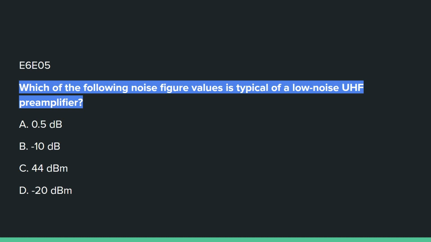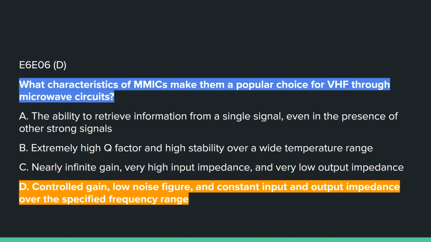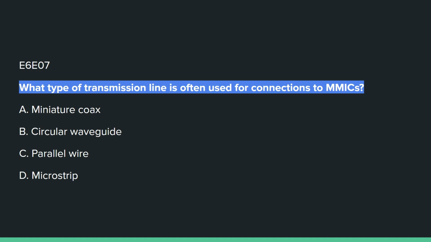E6E05, which of the following noise figure values is typical of a low noise UHF preamplifier? A. 0.5 dB. E6E06, what characteristics of MMICs make them a popular choice for VHF through microwave circuits? D. Controlled gain, low noise figure, and constant input and output impedance over the specified frequency range. E6E07, what type of transmission line is often used for connections to MMICs? D. Microstrip.